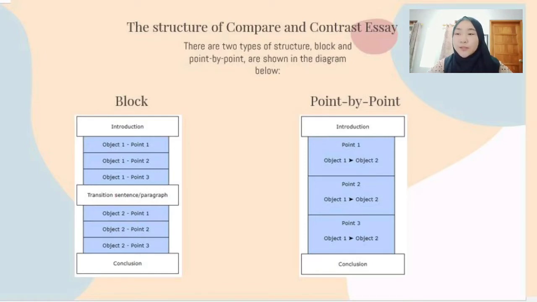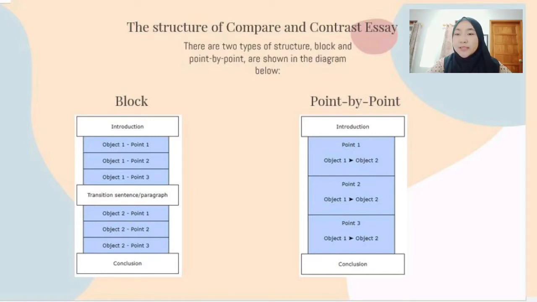In block structure, the first part is the introduction, followed by the explanation of object 1. Object 1 has point 1, point 2, point 3, which can be in any paragraphs, paragraph 2, 3 or maybe 4. Then there is a transition between sentences or paragraphs, followed by the explanation of object 2, the second object, and the last part is the conclusion.